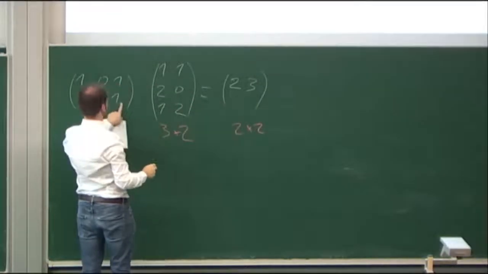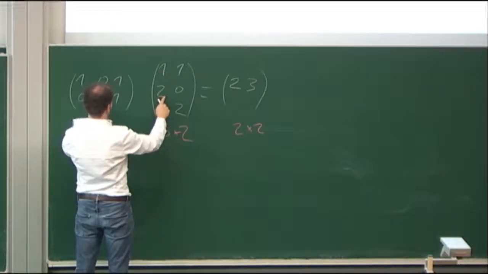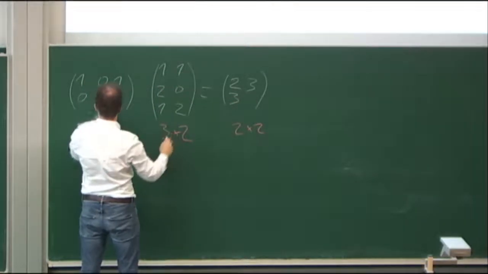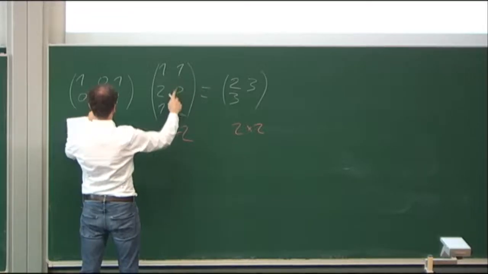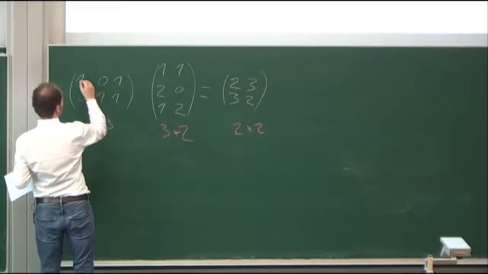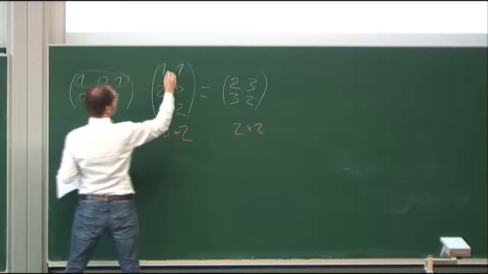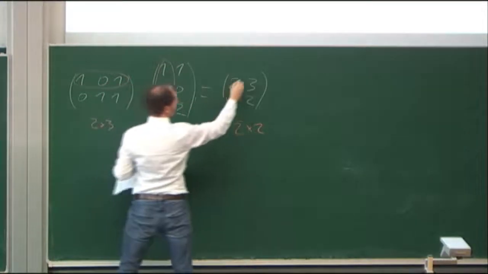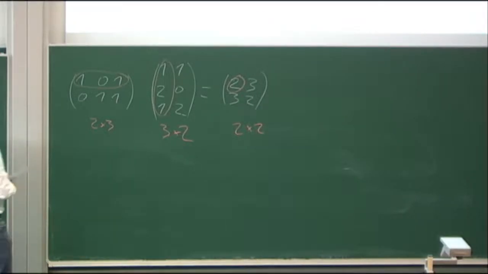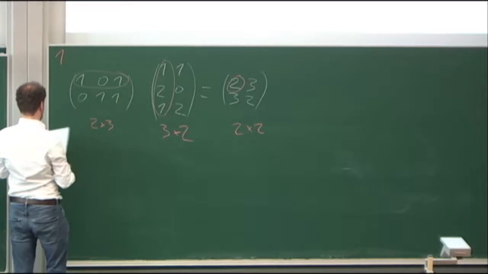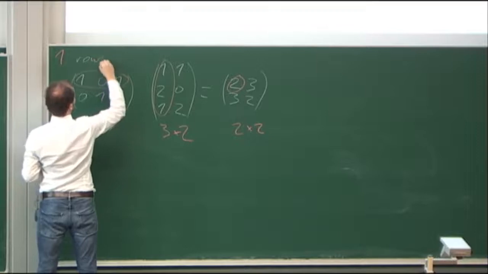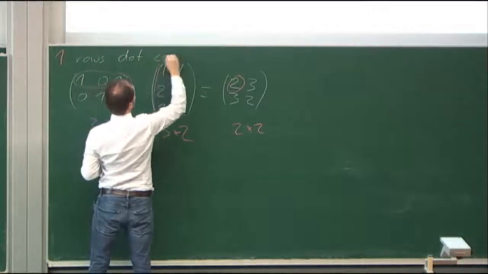This entry here is this row times this column. So it's 1 times 2 plus 1 times 1, it's 3. And this entry here is this row times this column. So it's 1 times 0 plus 1 times 0 plus 1 times 2, it's 2. So basically we take the rows of this matrix, we take the columns of this matrix, and the dot product gives us the entries in the result. So this is the first perspective. It's rows dot columns, I would say.